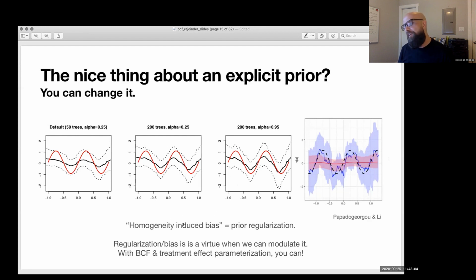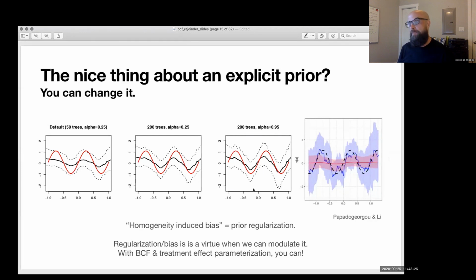So George and Fan call this homogeneity-induced bias. I like that. Unfortunately, bias is a loaded term. Another way to think about this is just prior regularization. So if your prior is regularizing in the direction of the truth, that's going to be great. If it's regularizing away from the direction of the truth, you're going to have a bad time, right? That's just a generic statement.